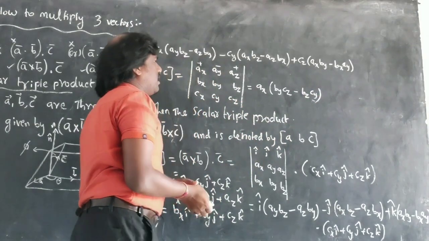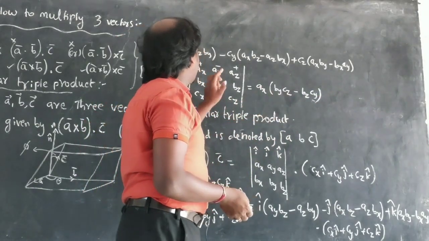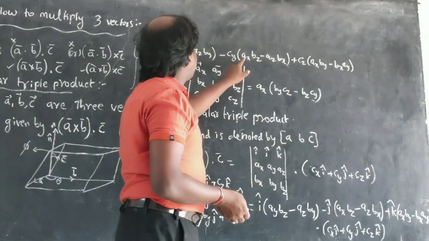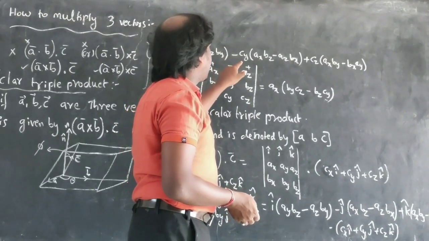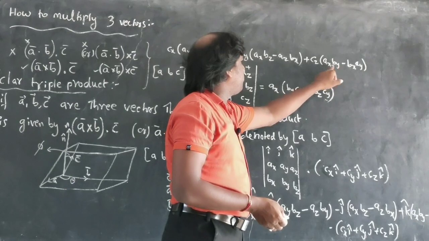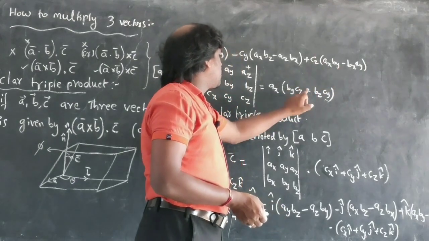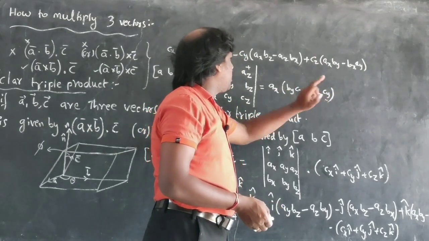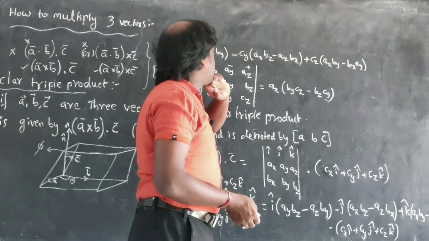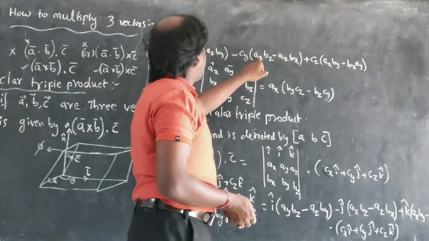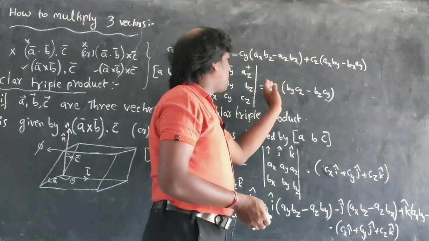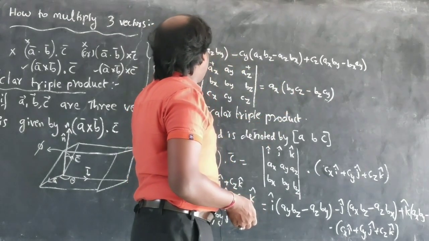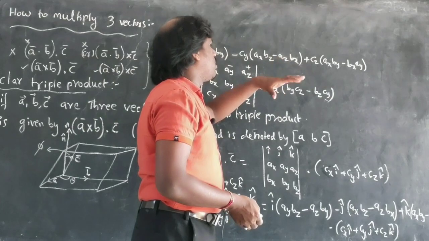BZCY. See here, if I multiply AX BYZ, you can see that AX BYZ, here also you will get the combination. Yes, here this AX BYZ you got. Minus here AX BZY. So AX BZY minus I got. So if I multiply, this result and this result are going to be equal.